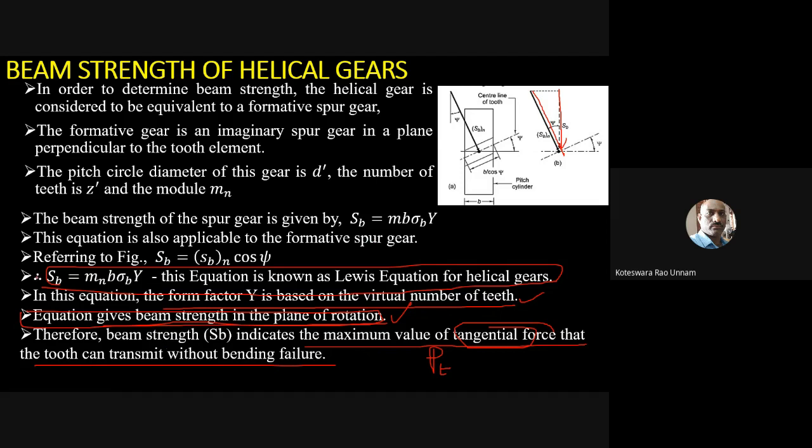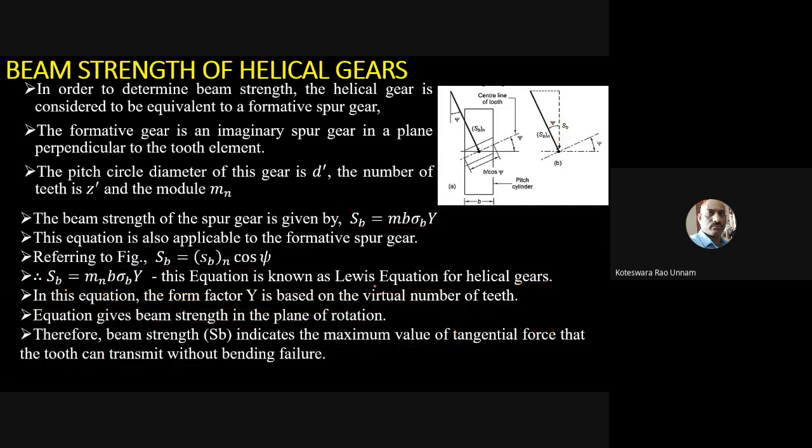Now, even for the helical gear you have a similar equation for the beam strength. Here this is the equation for the spur gear, and here this is the equation for the helical gear. If you compare these two, the only modification is that M will be replaced by Mn, and Y should be calculated based on the virtual number of teeth. That is the only thing you need to do. Otherwise they are the same.